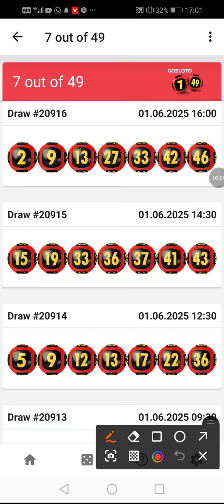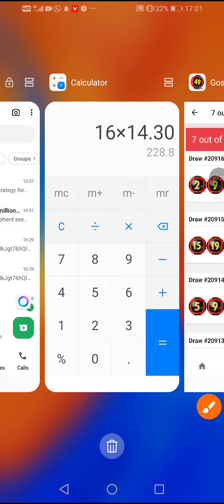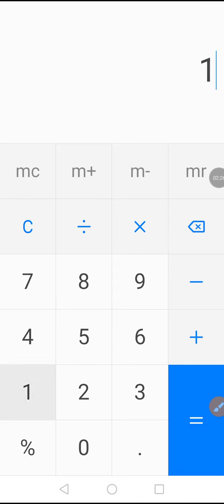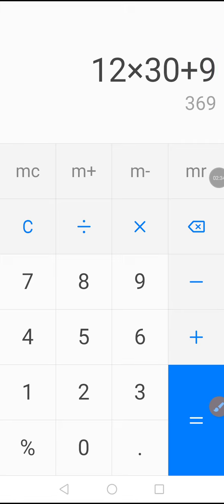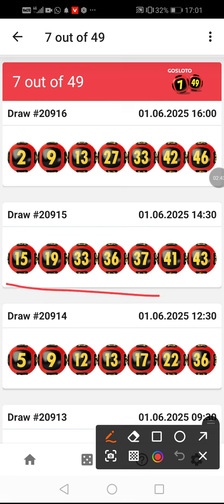Before I even divide these numbers into 3 groups, I'm going to show you what I mean. You come here and say 12 times 30 plus 9. Let's go to the calculator and see what we get. 12 times 30, we first write down 360, and then we say plus 9, we get 369. So we know that our next banker should be 36, which came here as a 36 in the middle. So now we know that 36 was a good banker for us.